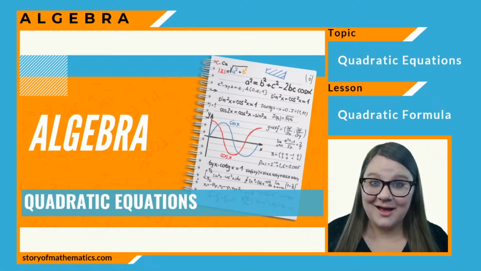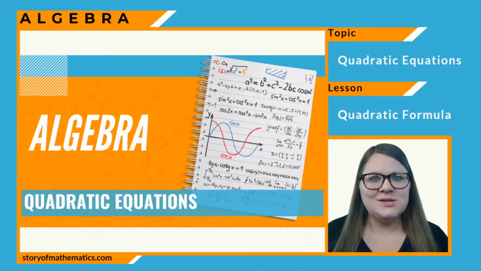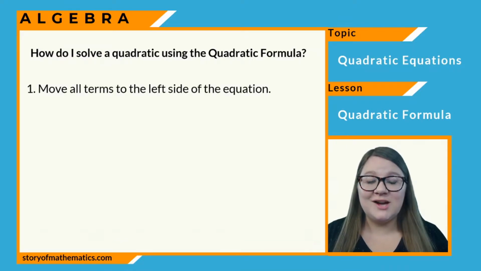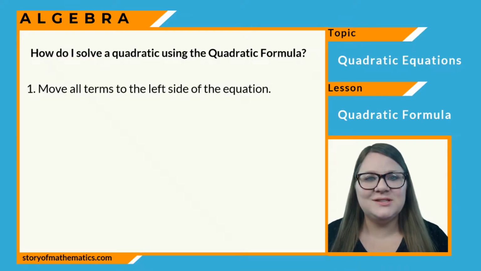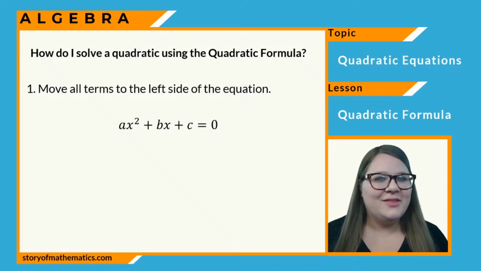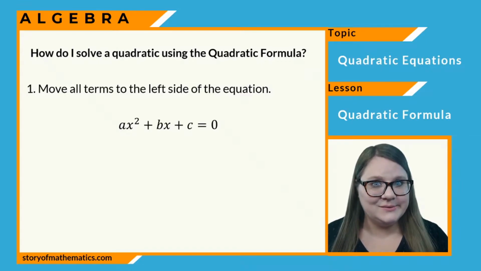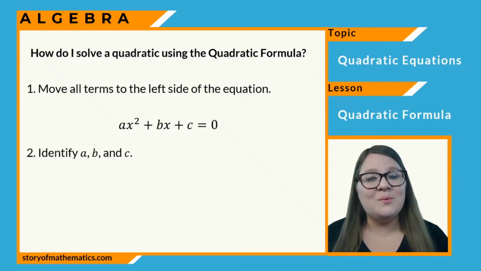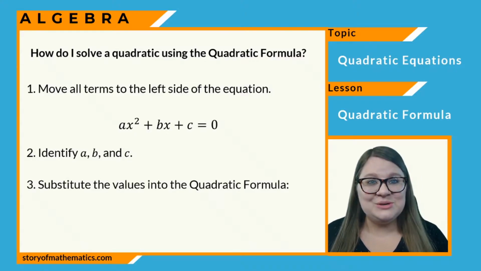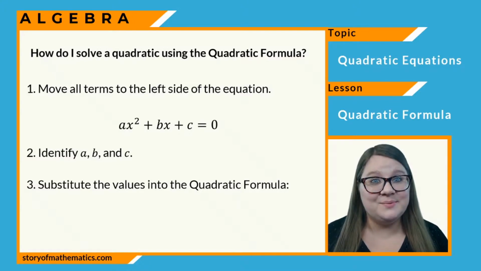In this video, we're going to learn how to solve quadratic equations using the quadratic formula. So what steps will we be following? You're going to start by moving all of your terms to the left side of the equation so that it equals 0. Then, looking at ax squared plus bx plus c equals 0 as your format, you want to identify the a, b, and c values. Once you do, you can substitute them into the quadratic formula and simplify.